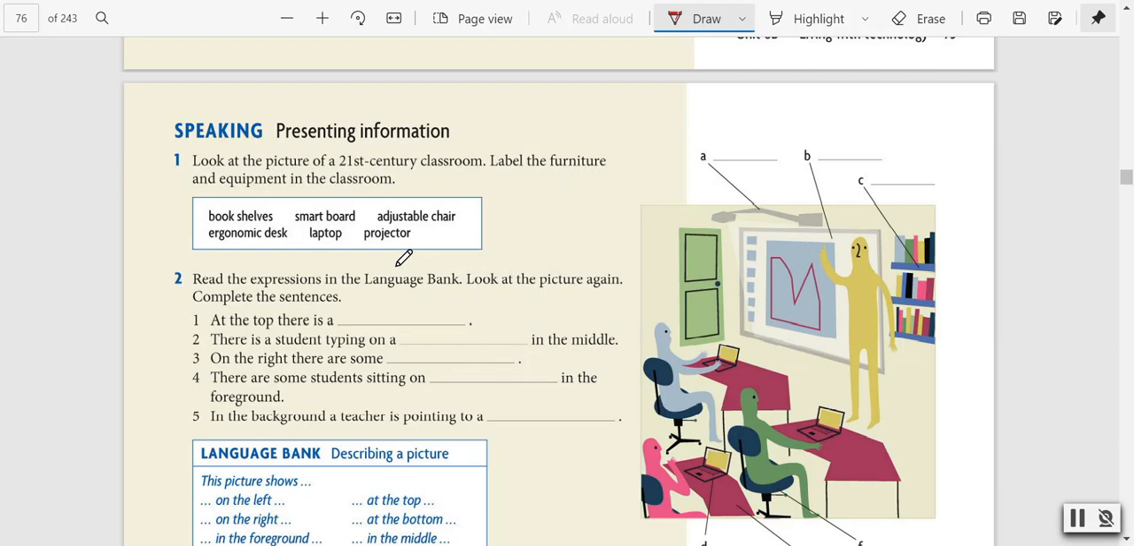Look at the pictures of a 21st century classroom, label the furniture and equipment in the classroom. We have some equipment in here we must label with the picture.